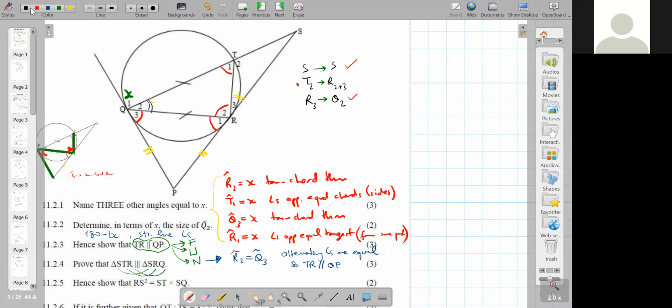So let's just write it then. You can just say S is the common angle in both triangles. And you can say R3 is equal to Q2, tan-chord theorem. And finally, the third one, T2 is equal to R2 plus 3. Why? Third angles in a triangle anyway. So that's why, because of AAA, I can actually write the similarity. Okay, so then we'll just say by AAA, you write what they ask. That's it.